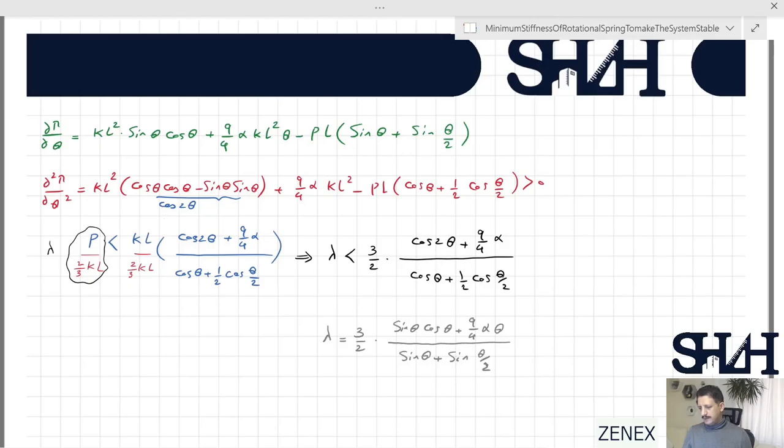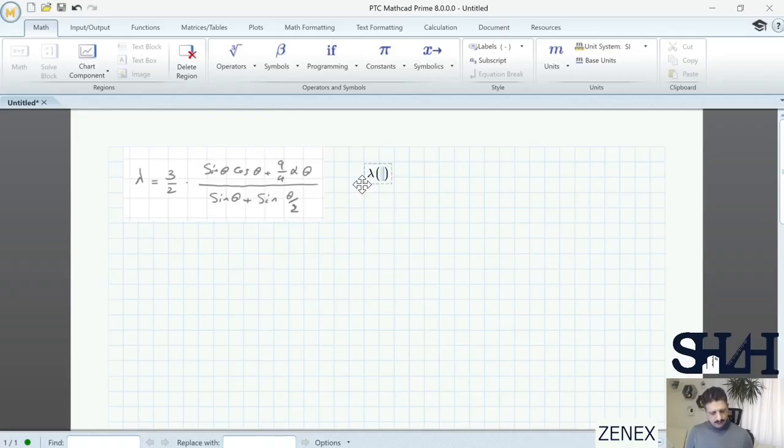Now I can write lambda as a function of alpha and theta: 3 divided by 2 times sin theta times cos theta plus 9 over 4 times alpha times theta, divided by sin theta plus sin theta divided by 2.